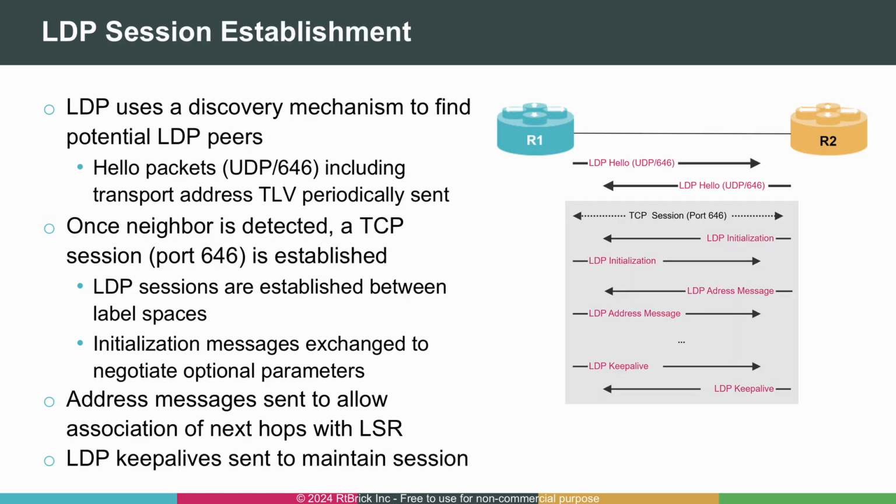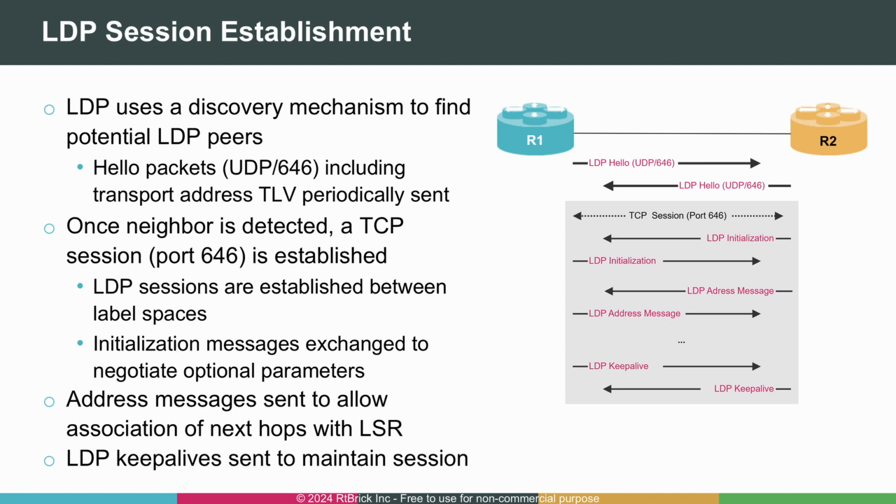Establishing an LDP session involves several steps. Hello messages are sent over UDP well-known port number 646 for neighbor discovery. On directly connected interfaces, they are multicast to 224.0.0.2, which represents all routers on the subnet. This is known as basic discovery. It is widely used as it automatically detects LDP-capable routers without additional configuration.